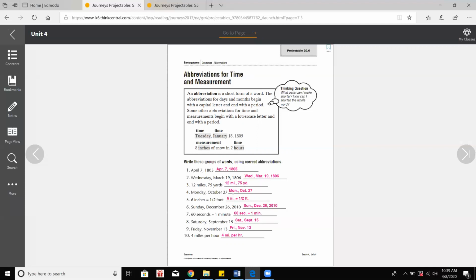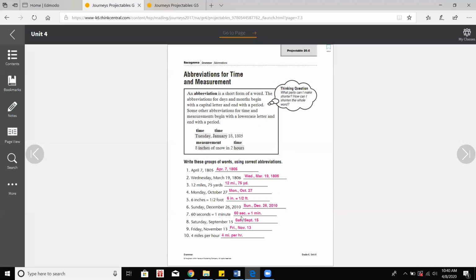Okay, Monday, you have capital M, lowercase o, n, and a period. October is capital O, lowercase c-t, and a period. Inches or inch would be lowercase i-n and a period. It doesn't matter if you have singular or plural in this case, okay? Foot or feet, both would have lowercase f-t and a period. For Sunday, you have capital S, lowercase u-n, and a period. December would be capital D, lowercase e-c, and a period.